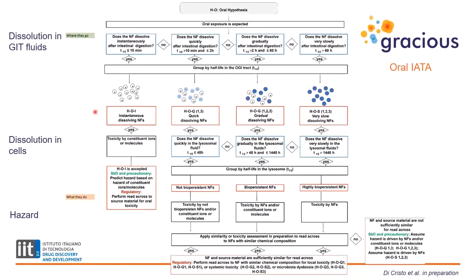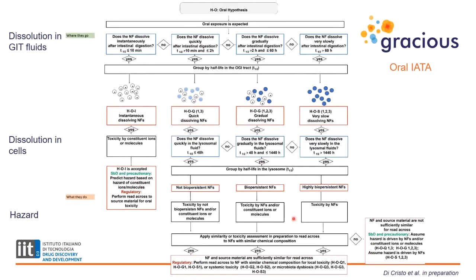For the instantaneous dissolving nanoforms, we just assess their toxicity based on their composition and their constituent ions or molecules. For those that are dissolving quickly, gradually, or very slowly, we need to consider their dissolution inside the cell, in a compartment known as the lysosome, where there is a pH of 4.5. And again, we've used half-lives to indicate their rate of dissolution so that we can decide whether they are not biopersistent, or highly biopersistent.